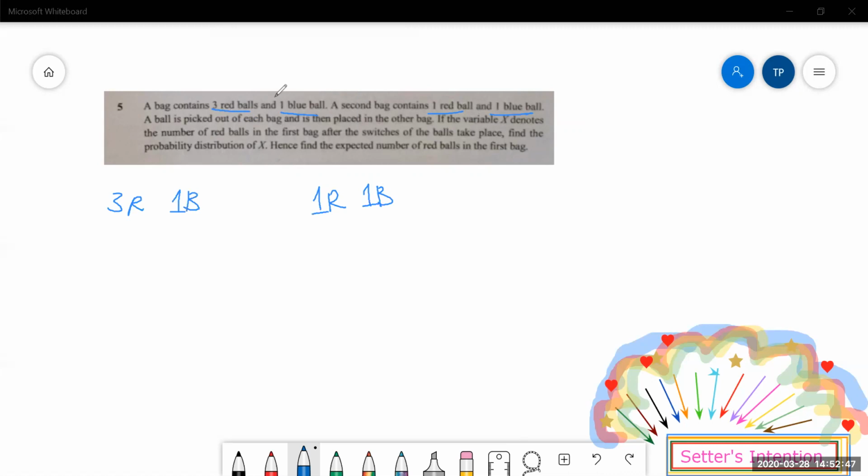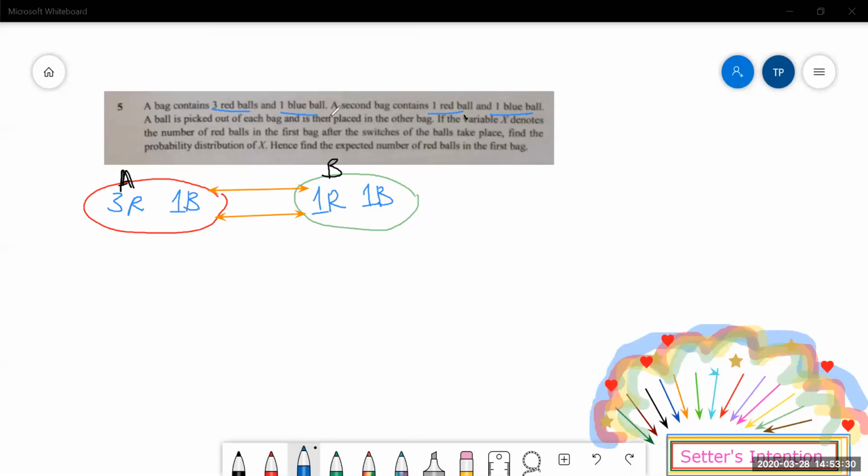So I have separate bags. This is bag 1. This is bag 2. A ball is picked up from each bag and then placed in the other bag. So there is a transaction going on. Means I'm going to pick up a ball from bag A and put into bag B, and then I'll take out a ball from bag B and put into bag A.